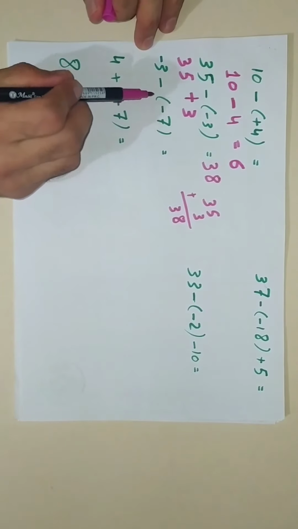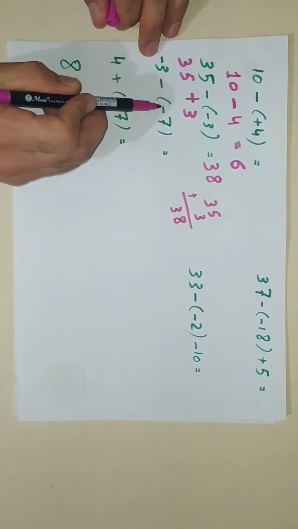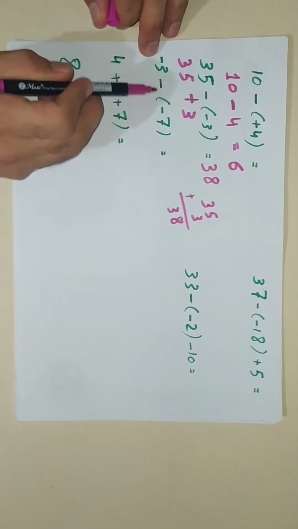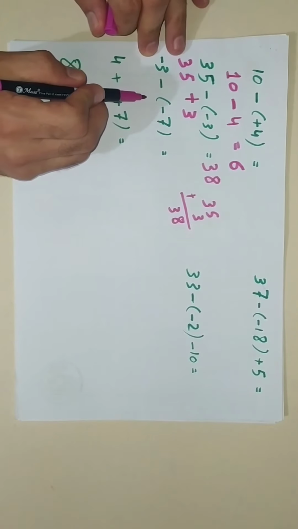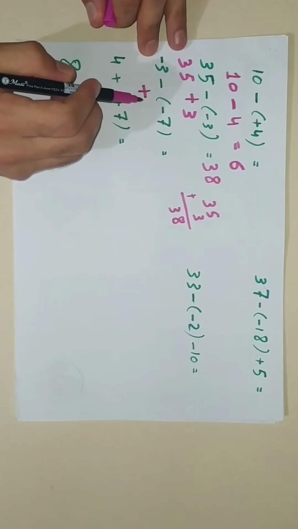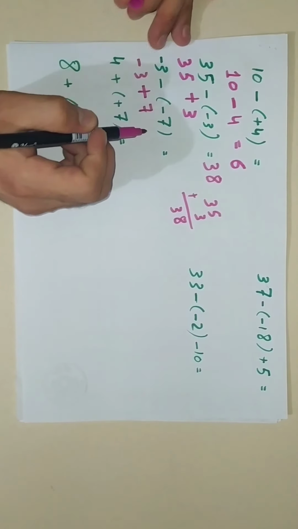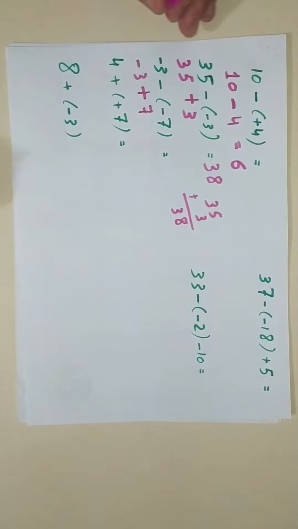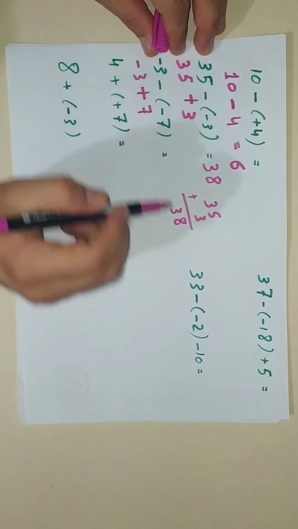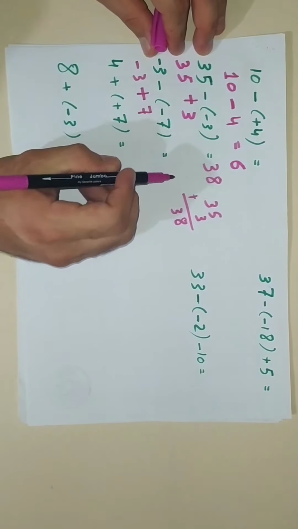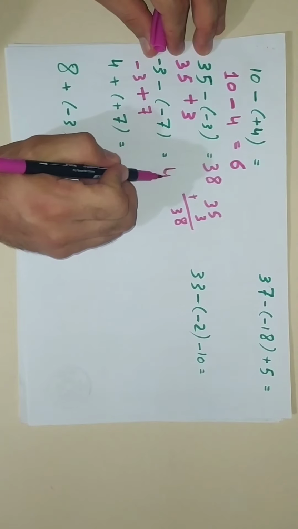In the next question again there are the same signs, minus minus, so the product of the same signs will always give you positive, which is plus, so 7 plus 3 becomes... if we subtract minus 3 from 7, the answer will be 4.